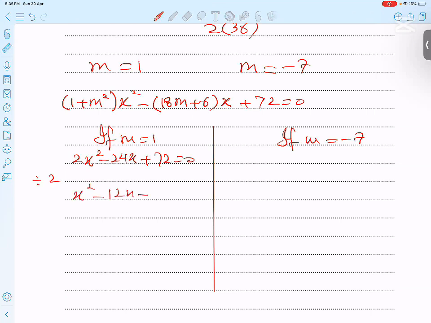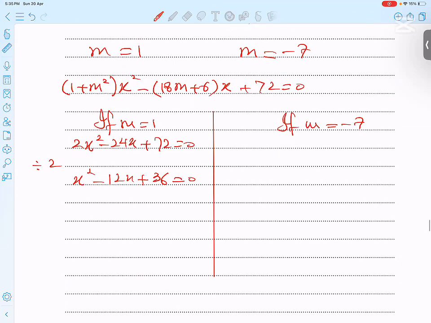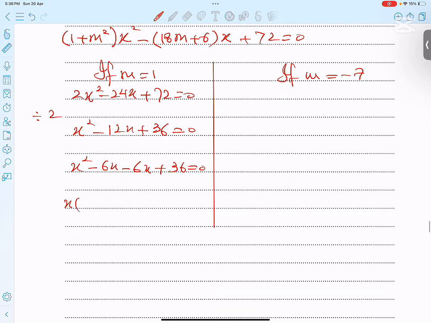It's easy to do it. That is why I'm getting it. Now 36, so 6 sixes are 36. Negative 6x, I can go for the quadratic formula or factorization and get the answer. And you look at here now, students. I'm getting (x minus 6) and (x minus 6). I got x equal to 6.